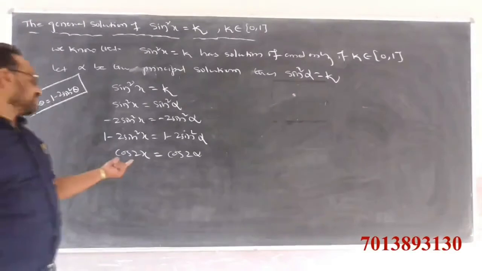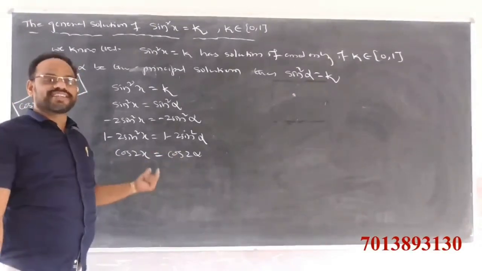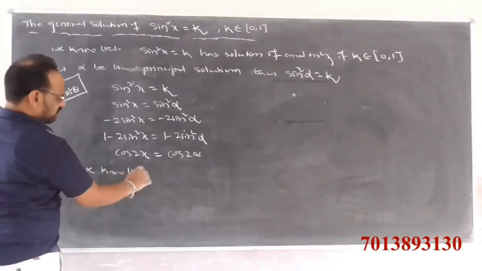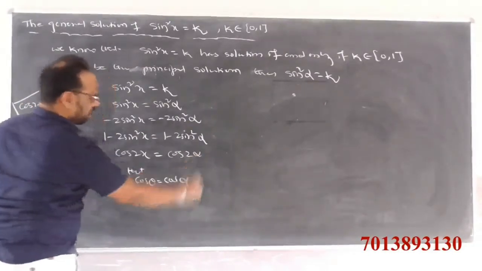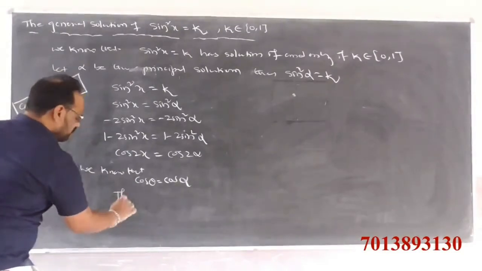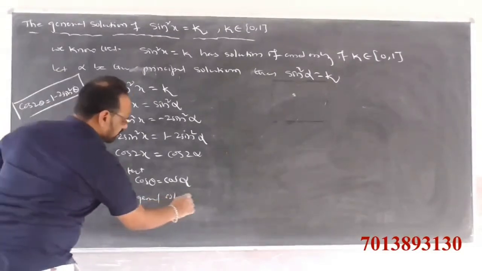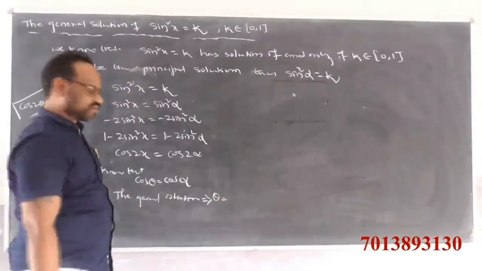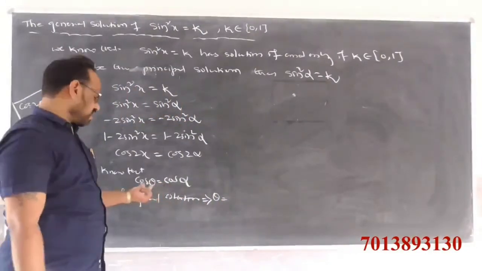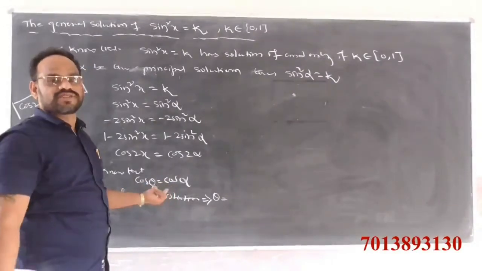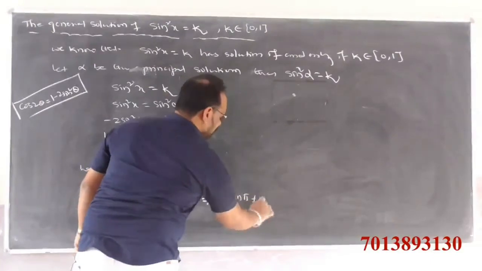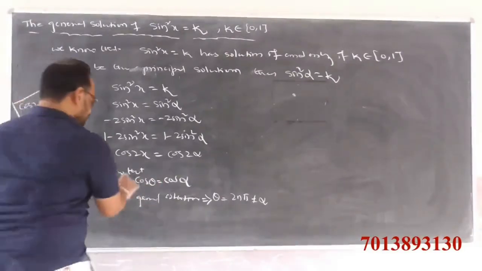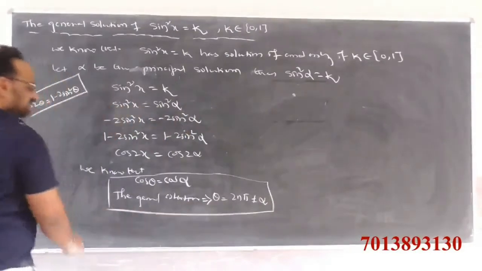Already we have cos theta is equal to cos alpha. What is the general solution here? Clearly, for cos theta equal to cos alpha, the general solution is 2n pi plus or minus alpha.